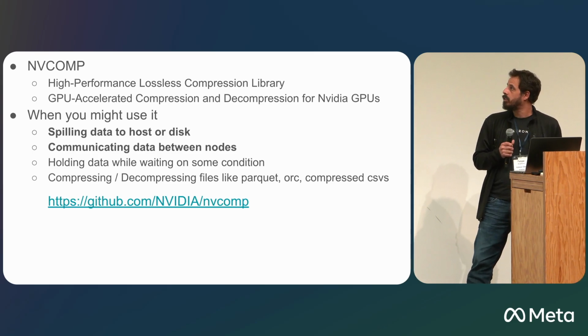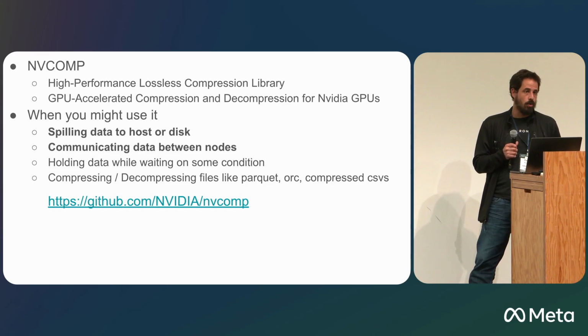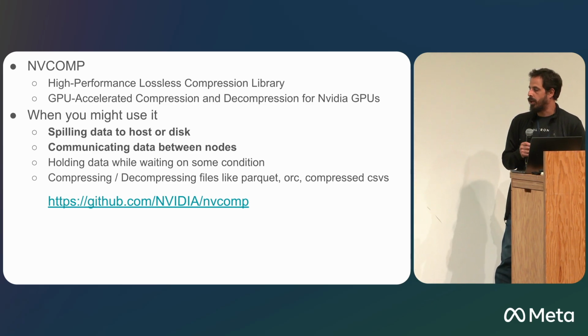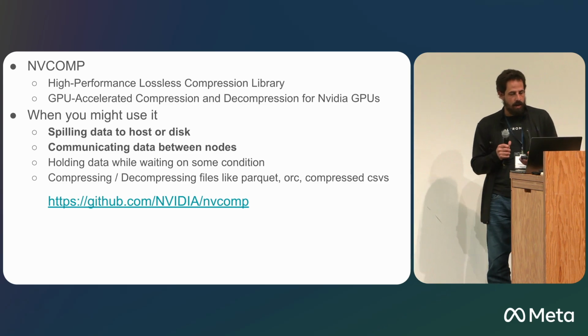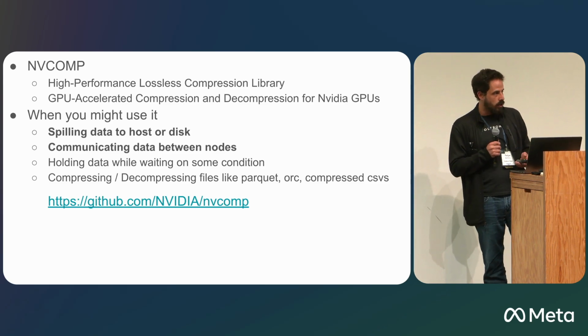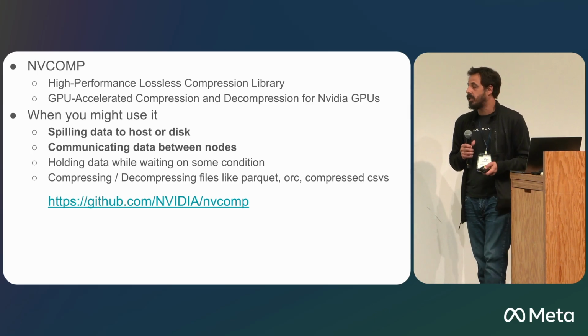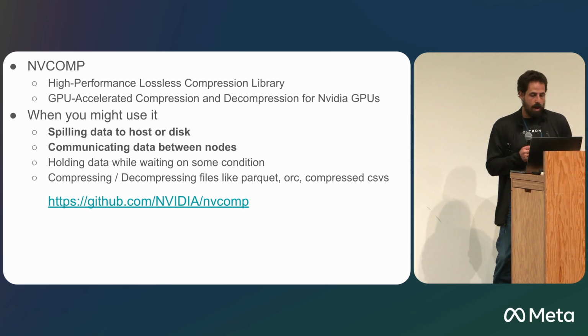When you might want to do this is when you're spilling data to host or to disk, or when you're communicating data between nodes. You also might have times when you're waiting on some kind of condition to happen so that you can move forward in your query, and compressing the data can basically reduce your memory pressure.